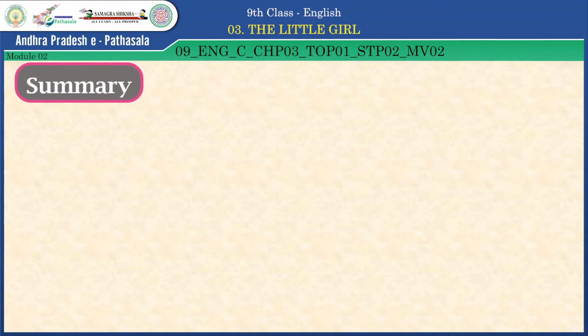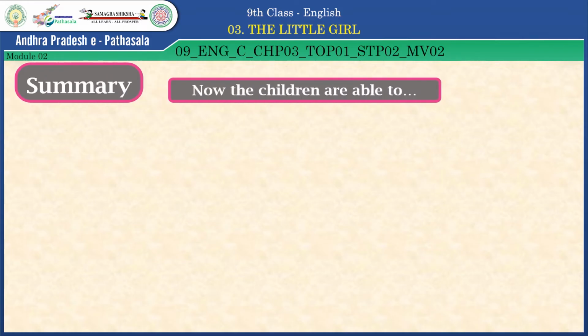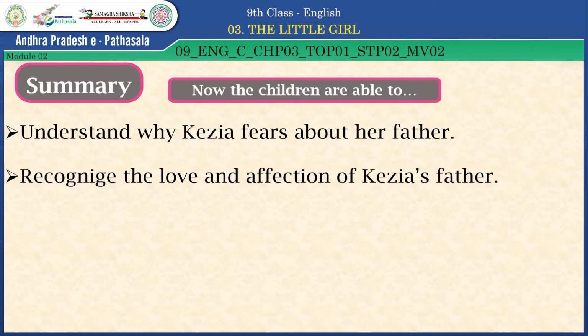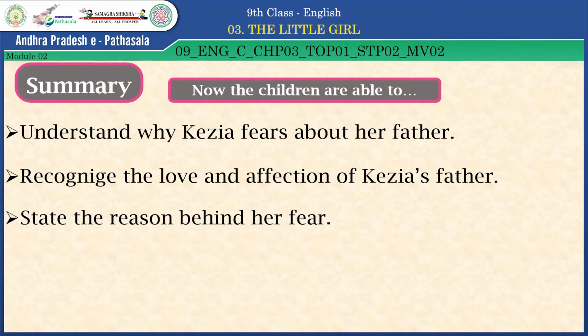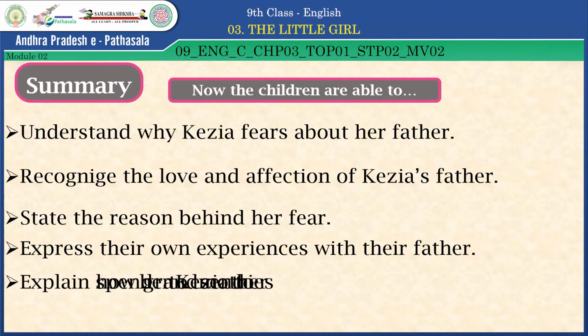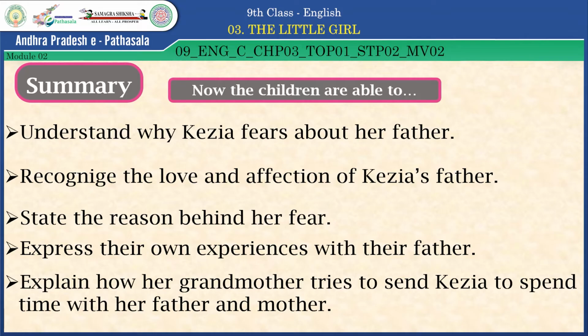Let us have a look at the summary of this session. Now the children are able to understand why Kezia fears her father, recognize the love and affection of Kezia's father, state the reason behind her fear, express their own experiences with their father, and explain how her grandmother tries to send Kezia to spend time with her father and mother.